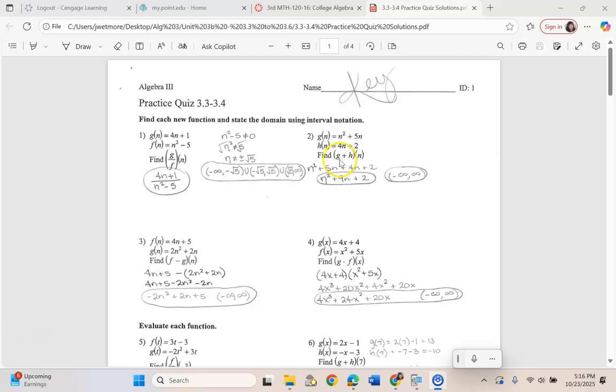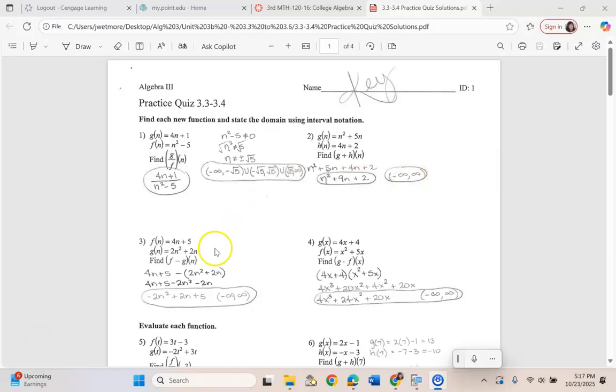All right, then for number 2, they gave us g plus h of n. So for g plus h of n, we're just going to take g of n, x squared plus 5n right here. And then we're going to add to that h of n. So h of n is 4n plus 2. So combine any like terms you have, 5n and 4n would give us 9n. And then your domain is going to be all real numbers unless you have a fraction or a radical. I don't have a fraction or a radical, so my domain is all real numbers.